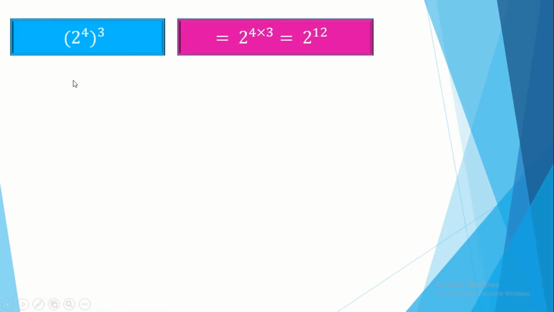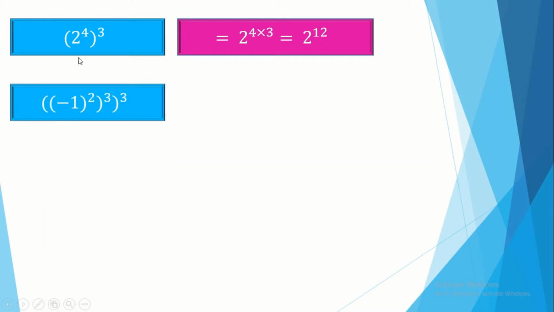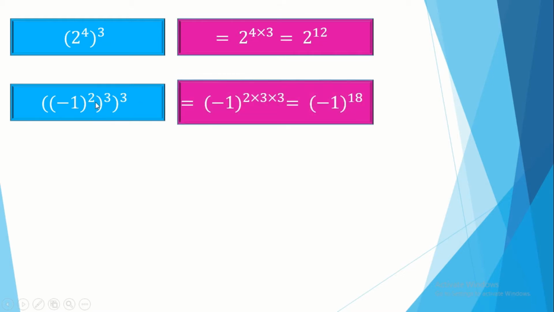Here are some applications. We can multiply the powers directly. As you see, another example, a base carrying 3 powers. How to solve it? We can directly multiply these powers. It's minus 1 to the power 2 times 3 times 3. We multiply all the exponents. So it's minus 1 to the power 18.